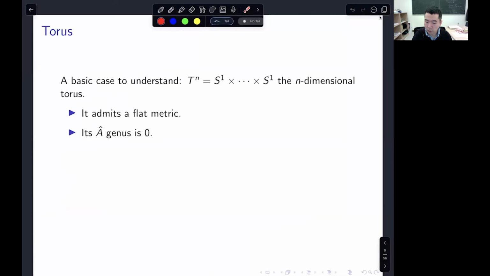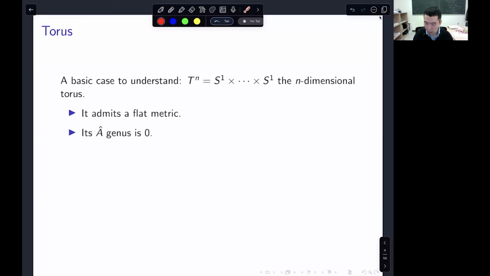We take the very basic example, the Cartesian product of n copies of the circle S^1, and that's the n-torus. This example is at the borderline of the Lichnerowicz approach. On one hand, it obviously admits a flat metric, but on the other hand, its A-hat genus is 0.